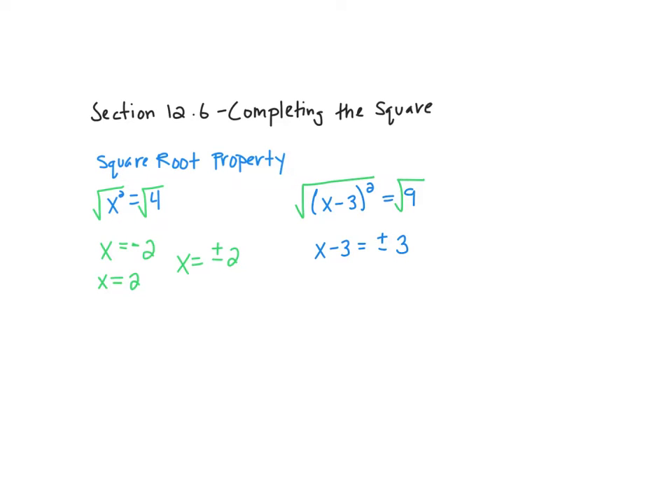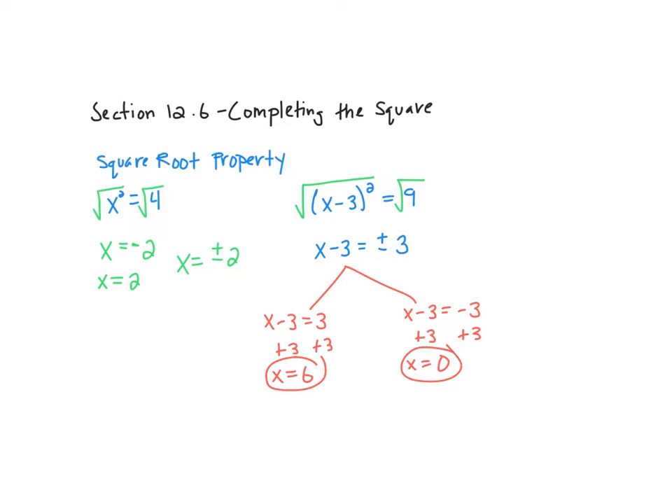So I get two separate equations out of this. We get x minus 3 equals 3, and x minus 3 equals negative 3. Now we can solve from here. Add 3, so I get x equals 6. And here, add 3 to both sides, and we get x equals 0. So my two solutions here are x equals 6 and x equals 0.